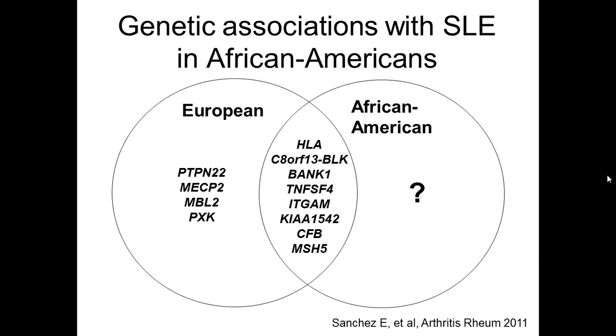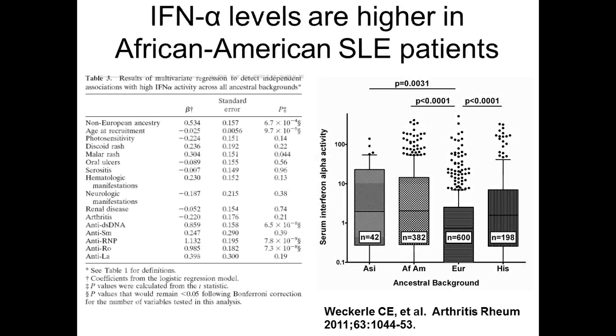But there are some genes that don't cross over. Some of the genes we found as risk factors in European ancestry don't cross over and result in any risk in African Americans. And so we think that as this Venn diagram is completed, there will probably be examples in the other direction too, where there may well be some genes particular to developing lupus in the African American chromosomes. Next slide.